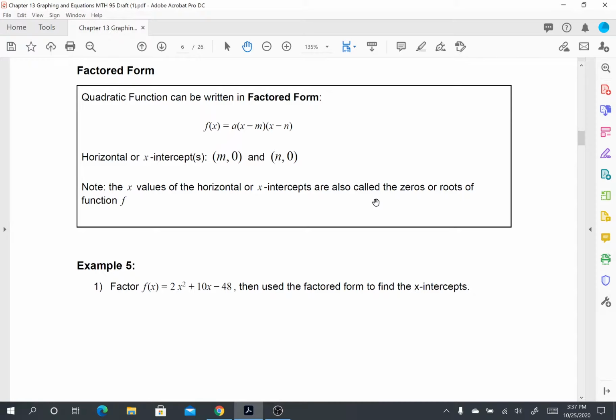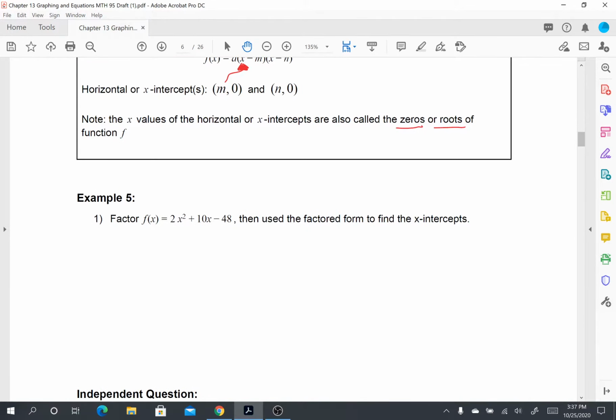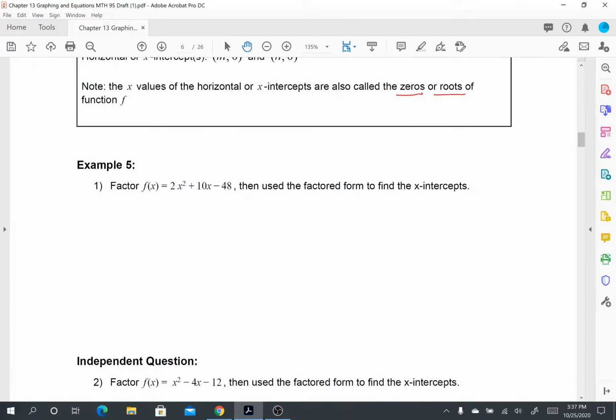The reason why is if you were to put m into this equation, this entire parenthesis would turn into 0, causing everything to turn into 0, and you'd get an x-intercept. And that's why they're called zeros or roots. I will show you how this is going to work with example 5.